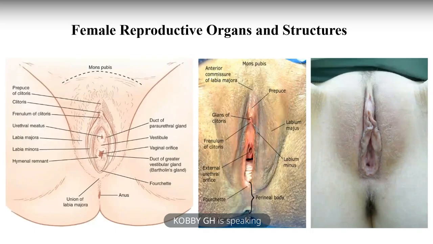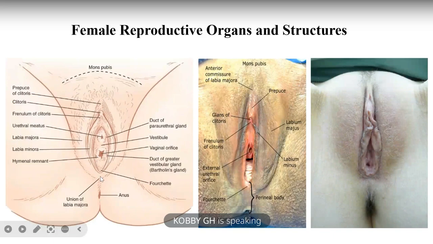So that is it for the vulva. If we ask you to draw the vulva, this is what you are going to draw. You show the clitoris, the glans of the clitoris, the frenulum of the clitoris, the prepuce, the mons pubis, the paraurethral glands or Skene's glands, the urethral meatus, the vaginal opening or vaginal orifice, and the Bartholin's glands. We have one Bartholin's gland here, another over here. Then we have the anus.